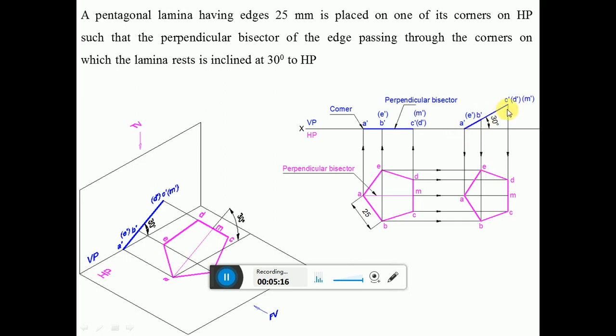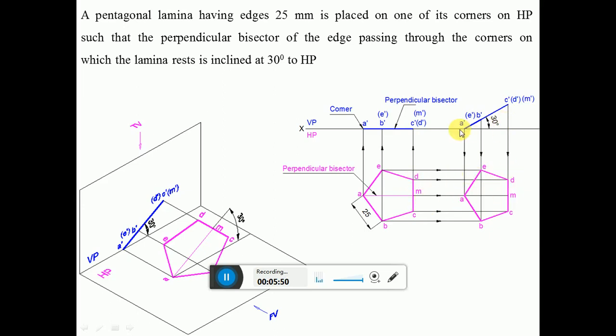Once you draw the front view, to this you need to draw the top view. So I am looking from the top. Draw a vertical projector from A dash and a horizontal projector from A to get this point. Similarly, draw a vertical projector from B dash and a horizontal projector from B to get B. Similarly, draw a horizontal projector from E to get this point. Similarly, draw vertical projectors from C dash, D dash and M dash, and horizontal projectors from C, M and D to get these points.